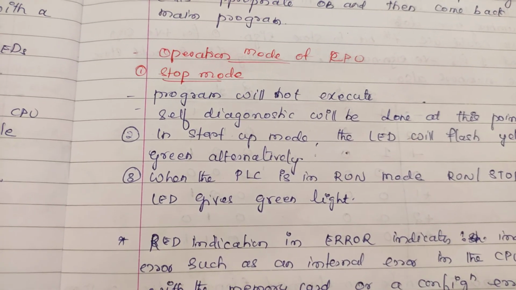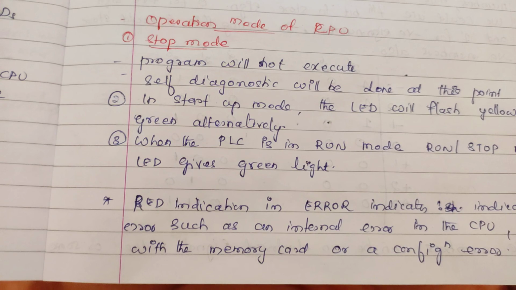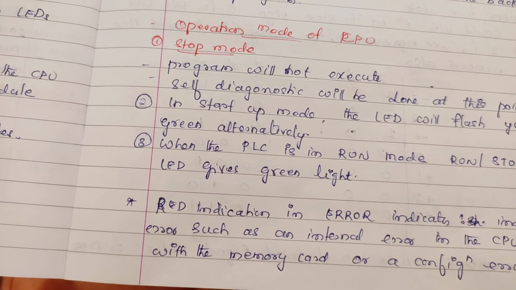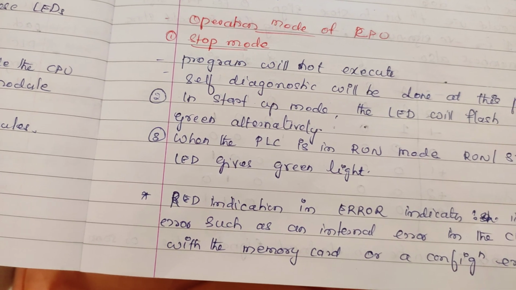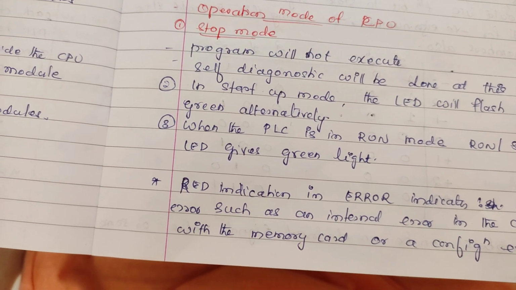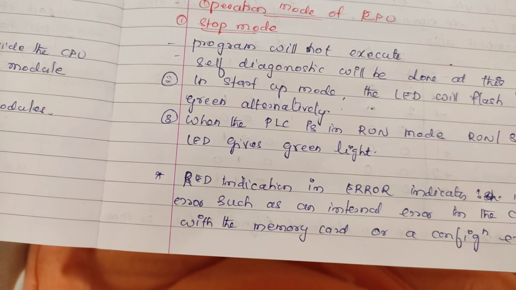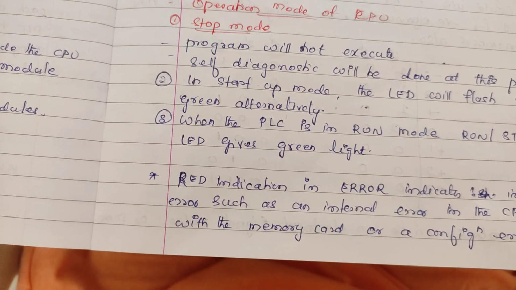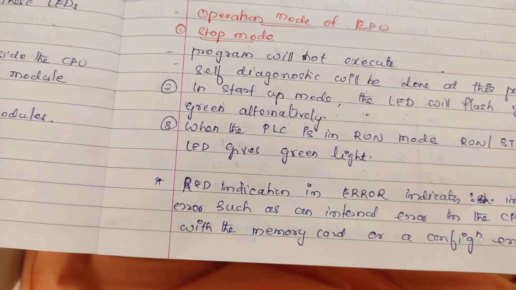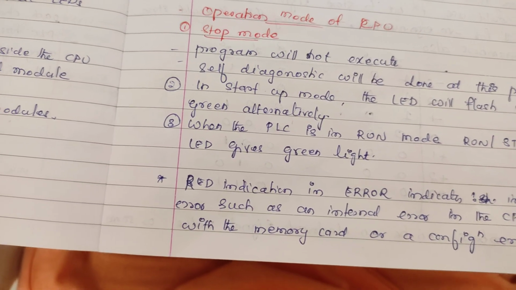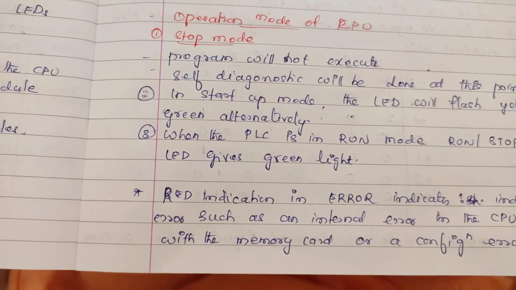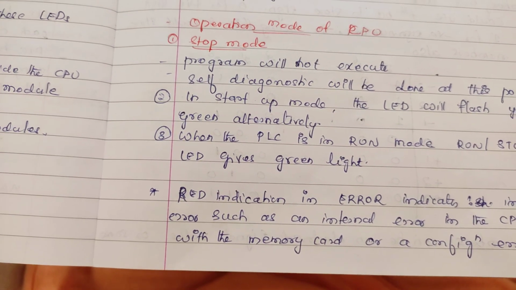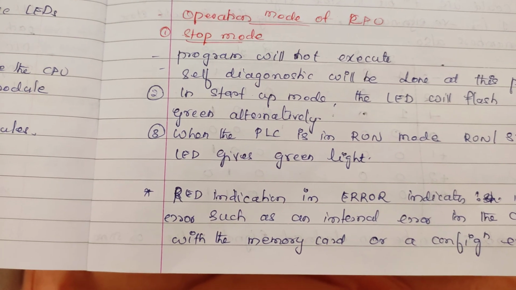Okay, then the last one is our run mode. During run mode, as I told you, we have three indicators, right? First indicator is the start or stop mode, second is the error indicator, and third is the maintenance indicator. When the processor enters run mode, our start or run mode indicator becomes green. So during run mode, a set of processes will execute. That means our program will be executing during run mode.